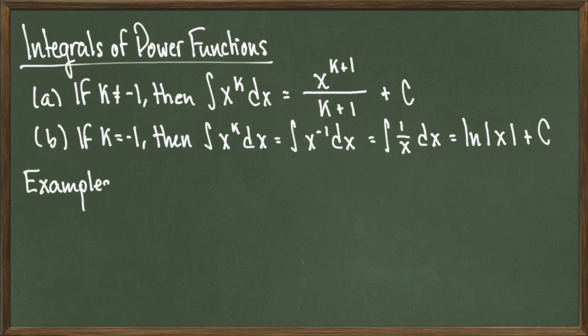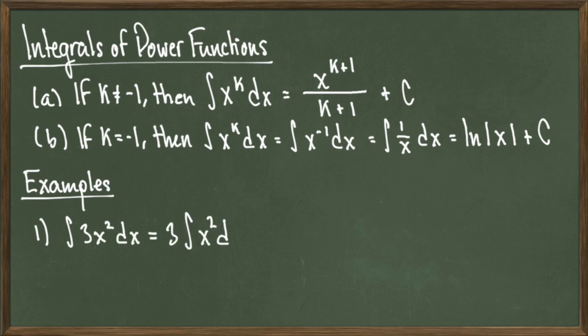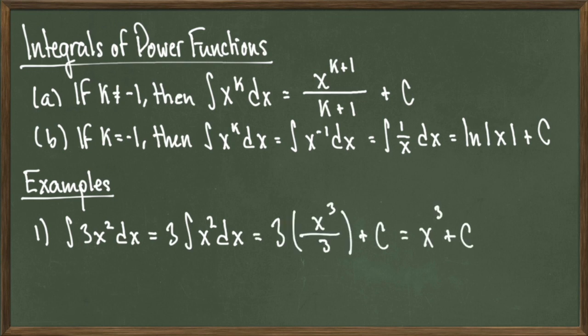Let's look at some examples. We'll first compute the integral of 3x squared dx. First, we'll factor out that 3, so we can recognize that we are taking the integral of a power function. Now, using rule A, we get that this is equal to 3 times x cubed divided by 3 plus c, which simplifies down to x cubed plus c. An easy trick with integration problems is to take the derivative of your answer. If you land back at your original function, then you know you've done it correctly.